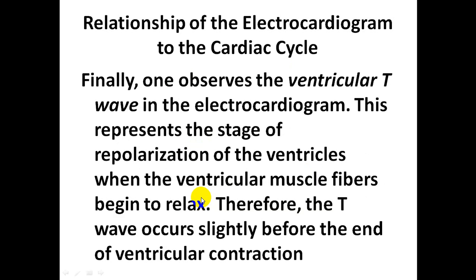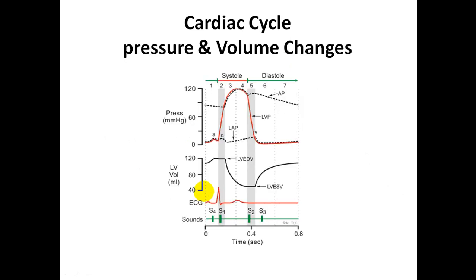Finally, we observe the ventricular T wave in the electrocardiogram. This represents, as we said, the stage of repolarization of the ventricle, when ventricular muscle fibers begin to relax. Therefore, the T wave occurs slightly before the end of ventricular contractions.